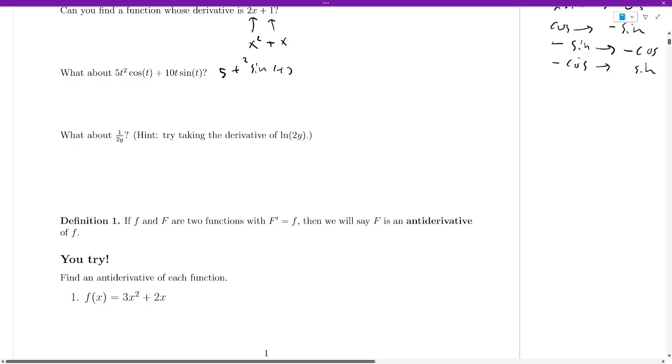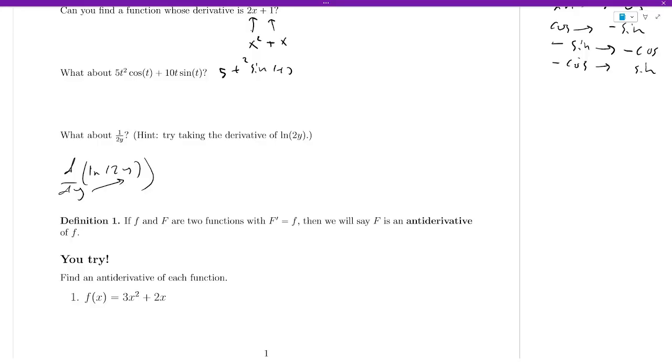So if we follow the hint here, I have log of 2y. So I'm going to try to take the derivative of that. So maybe I don't know what I'm doing yet. I'm just following the hint, and that's okay. By the way, remember the d dy notation, that's fine. That's another way of saying derivative. It's y instead of x. That's okay. It just means y is like the name of the variable in my function.